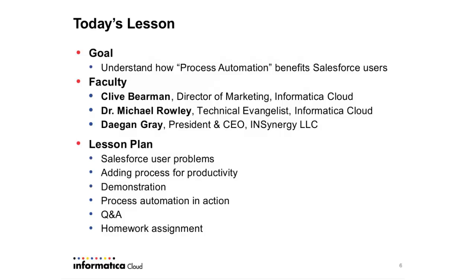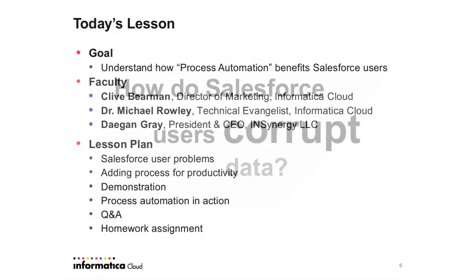Our faculty for today, as I've already said, is myself, Michael, and Daegan. And we'll look quickly at the problem, adding process for productivity. Michael's got some fantastic demos. Daegan's going to talk about process automation in action, and there's a quick Q&A at the end. And I've got some nice homework assignment, actually, but I'll get to that. We'll let that take its course when we get there.